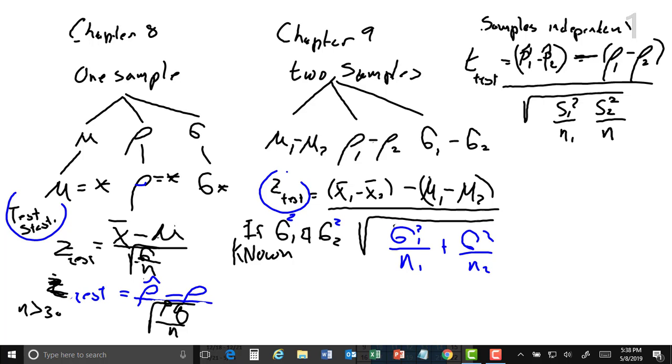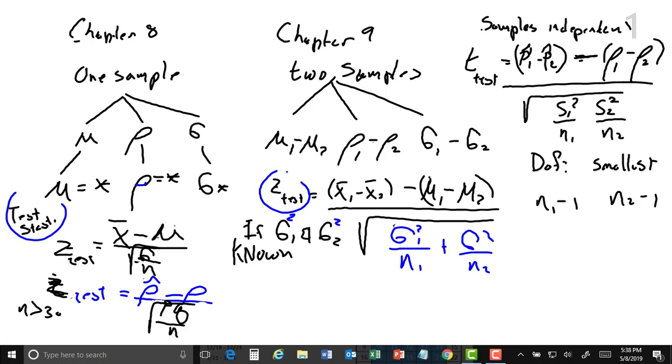Now, in order to do the T distribution, you need a degree of freedom. The degree of freedom in the case where the samples are independent will be the smaller of N1 minus 1 or N2 minus 1. Whichever is smaller, that's what you use as your degree of freedom, only in the case where the samples are independent.